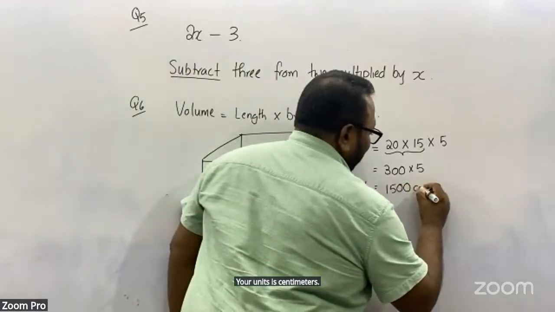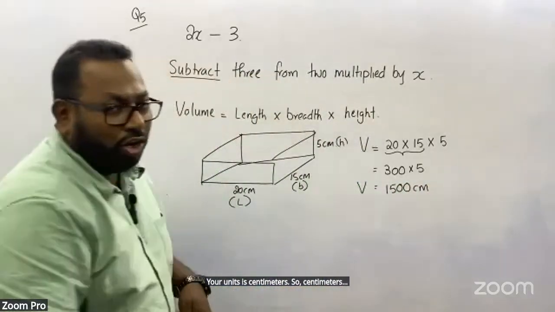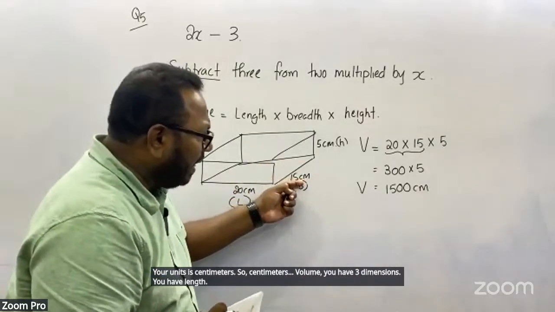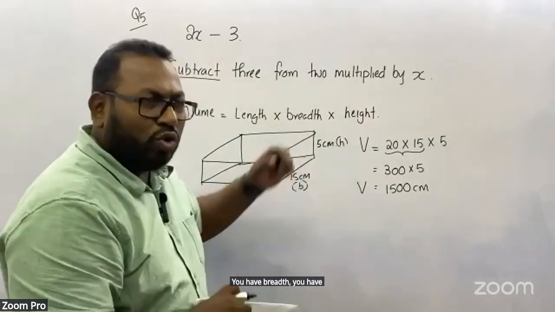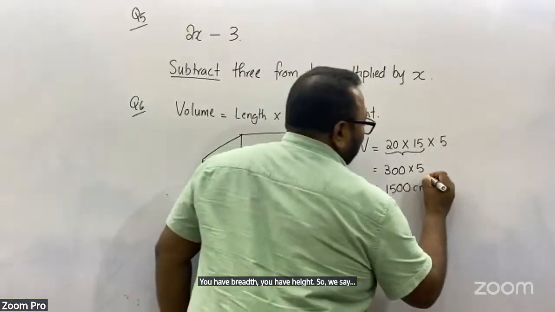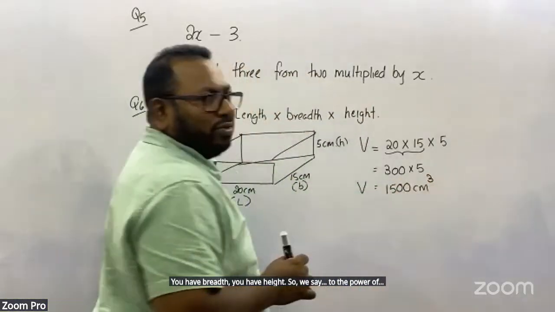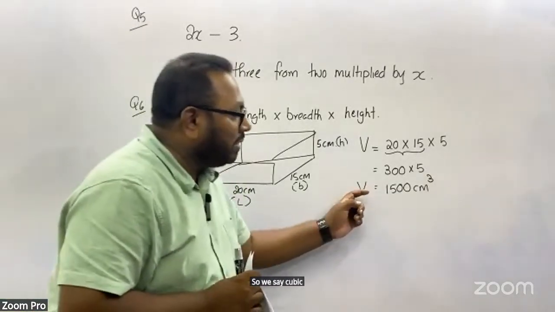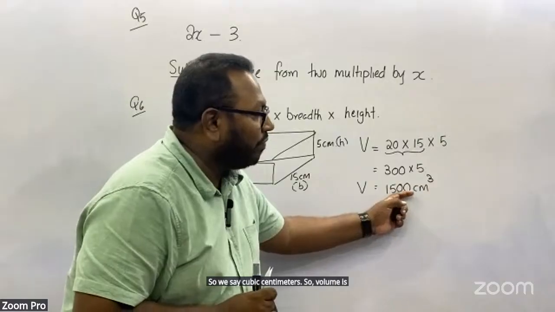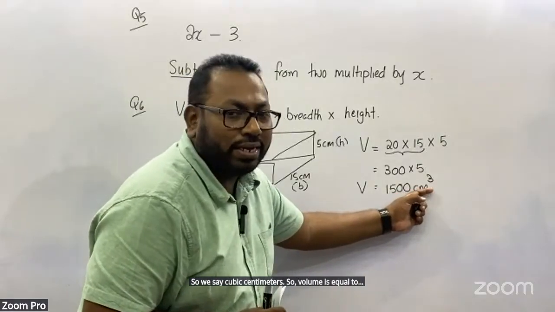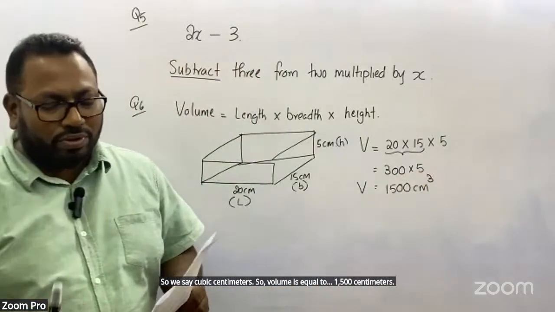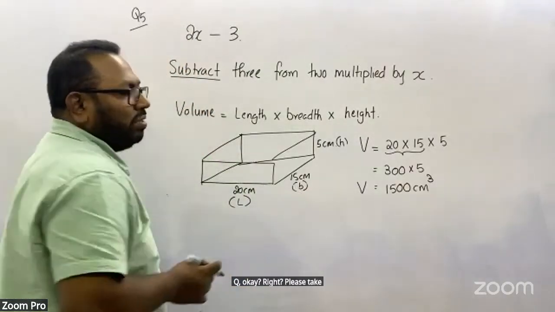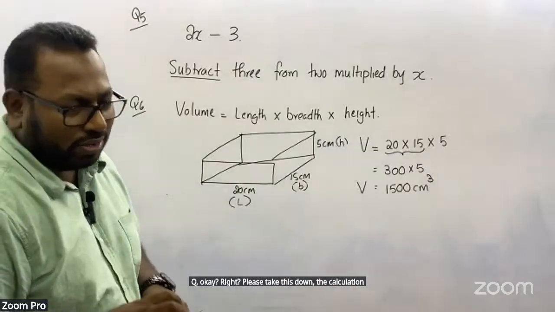So centimeters, volume, you have 3 dimensions. You have length, you have breadth, you have height. So we say to the power of 3. So we say cubic centimeters. So volume is equal to 1500 centimeters cube. Okay, right? Please take this down, the calculation and the formula.